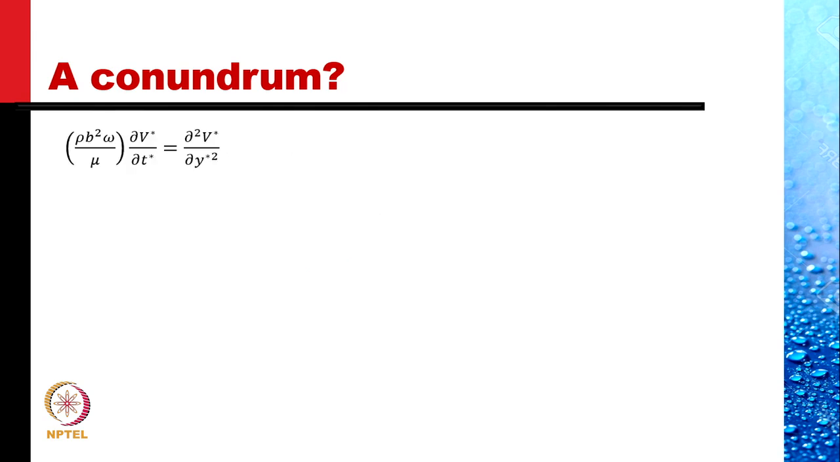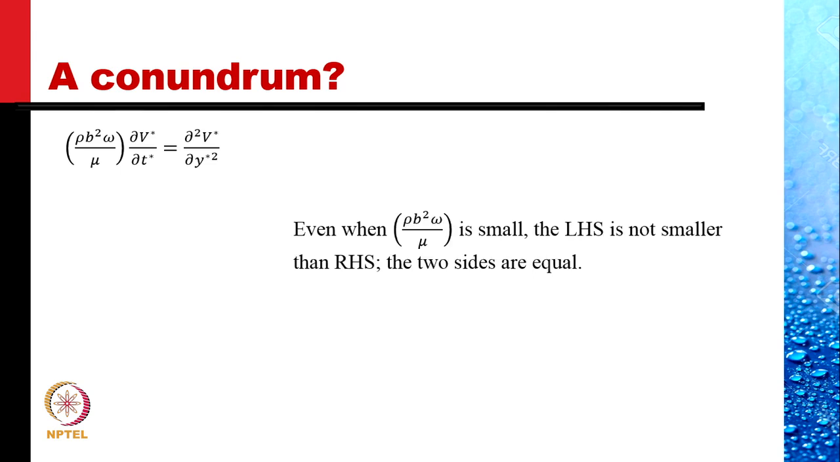Let's look at this equation that we derived once again. Note that even when rho b square omega by mu is small, the left hand side is not smaller than the right hand side. The two sides are always equal. This whole is equal to this whole. We expect this to be order 1. We expect this to be order 1. And if this is small, so hasn't something gone wrong? Yes, something has gone wrong.